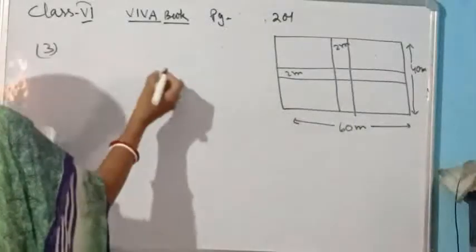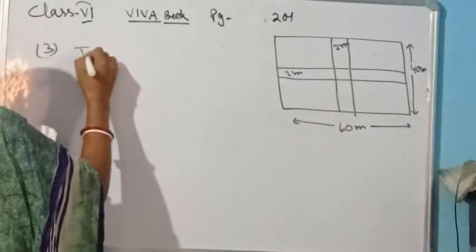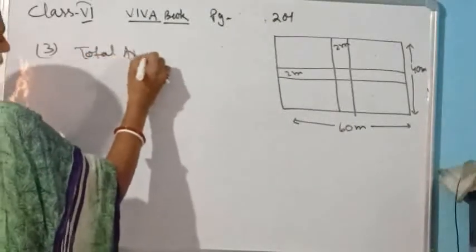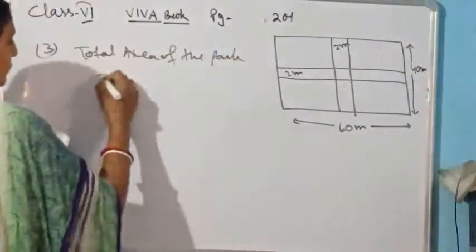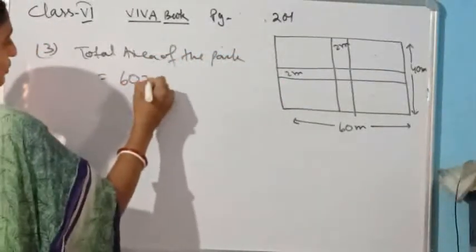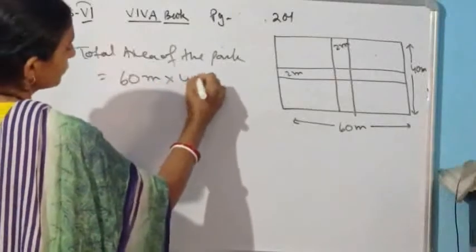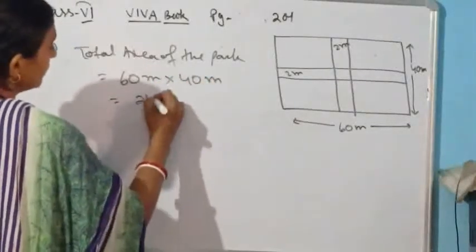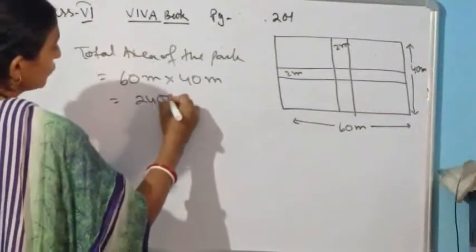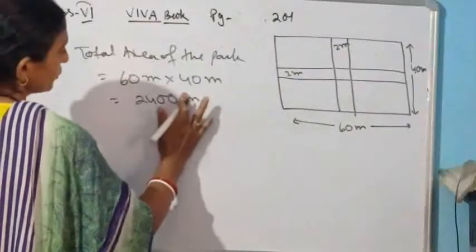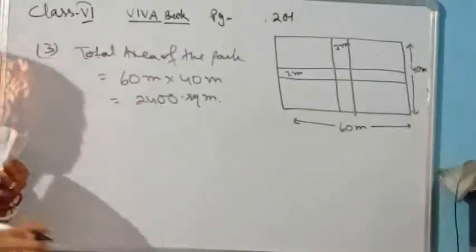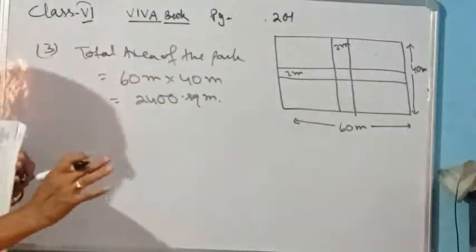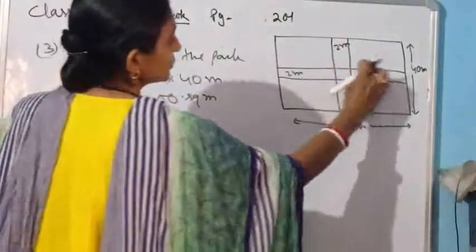Let's find the area of the park. Total area of the park. What will it be? Length has been given as 60 meter. Breadth has been given as 40 meter. So what are we getting? It is 2400 square meter. Now, this is the easy one. Now come to the path of this road.